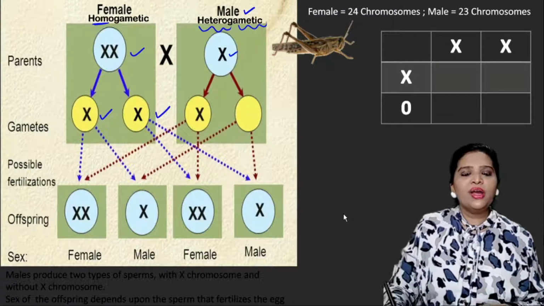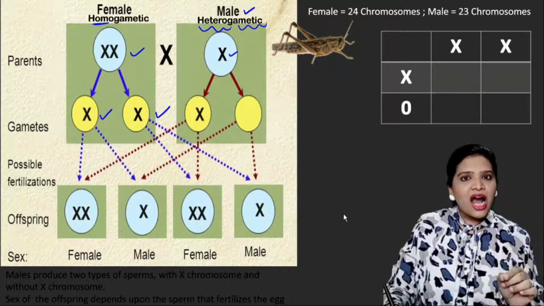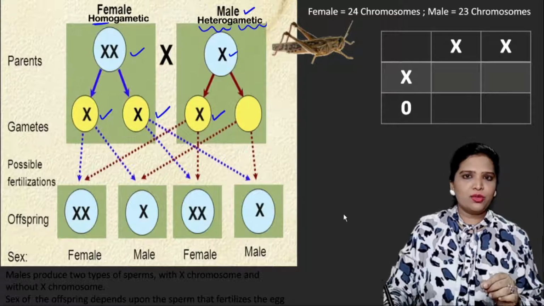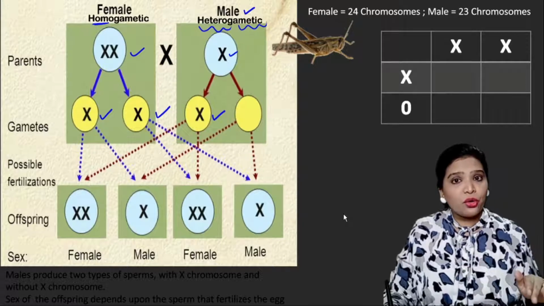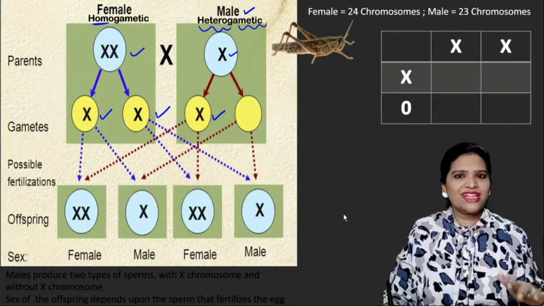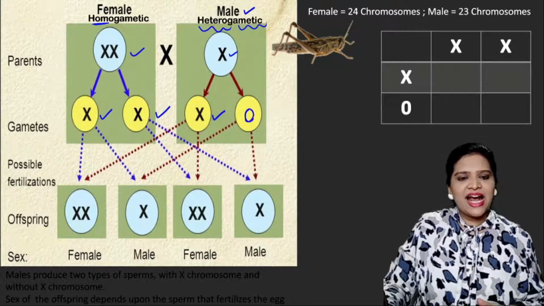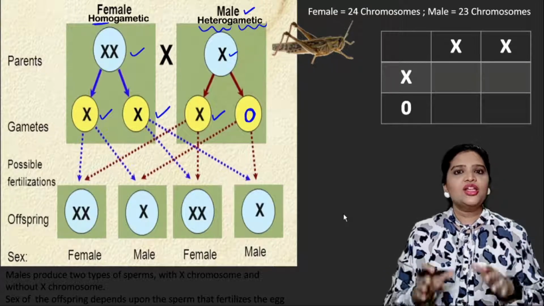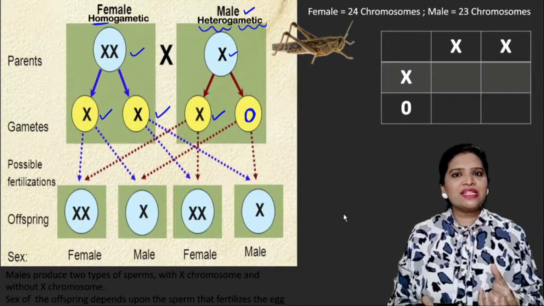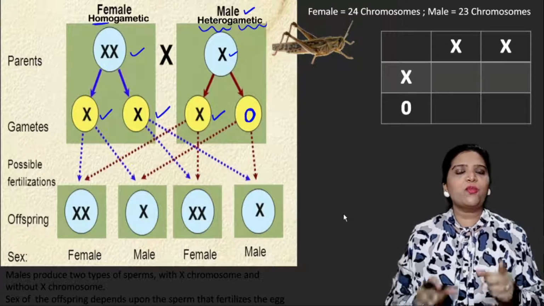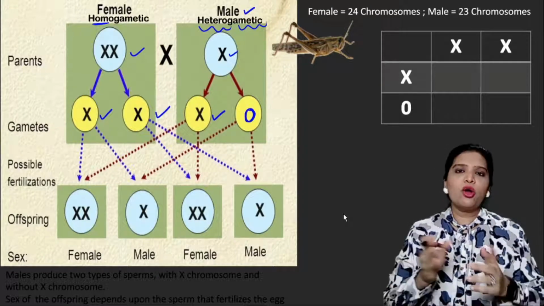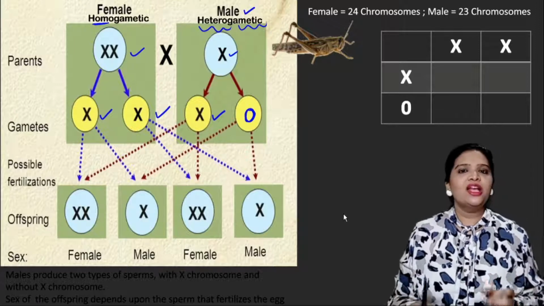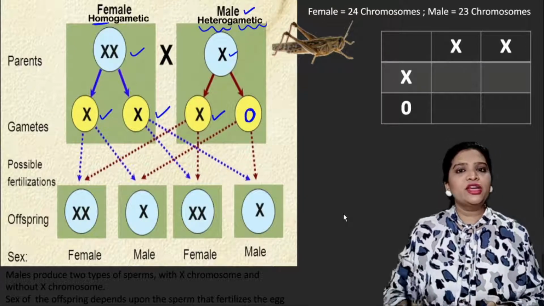That's why when the gametes are produced, half of the sperm has X chromosome, whereas half of the sperm has no sex chromosome at all. No X chromosome or no sex chromosome, so that we say as 0. Okay. So the female insect produces gametes with X chromosome, whereas the male produces gametes with X chromosome or with no chromosome. Okay. So what happens for the offsprings?